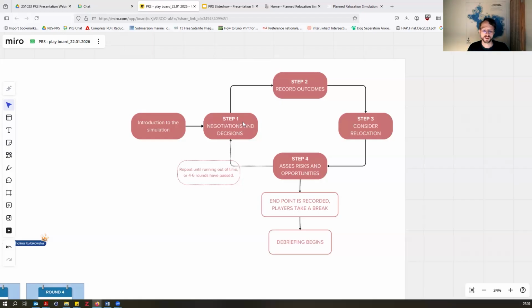And this is also the moment, if it gets to a stage in the game where people want to relocate, this is where you make it happen and you actually physically move households to a new place. And then in the fourth step, you draw cards.